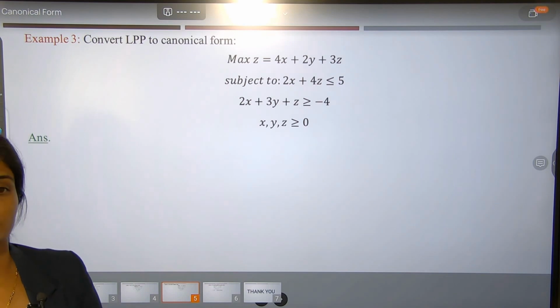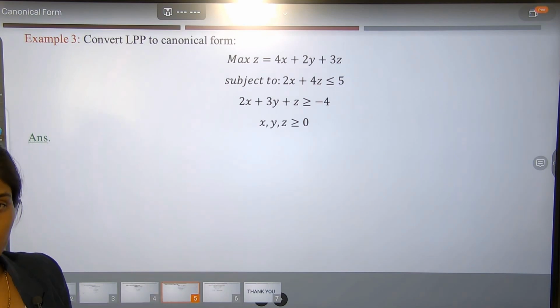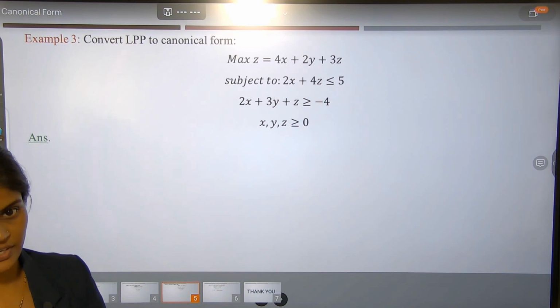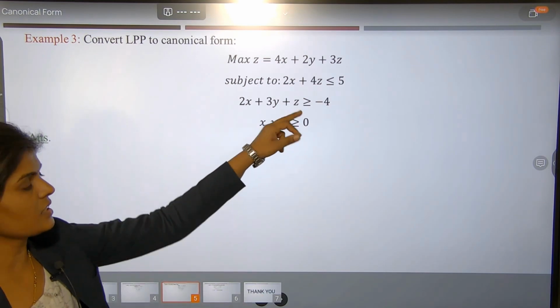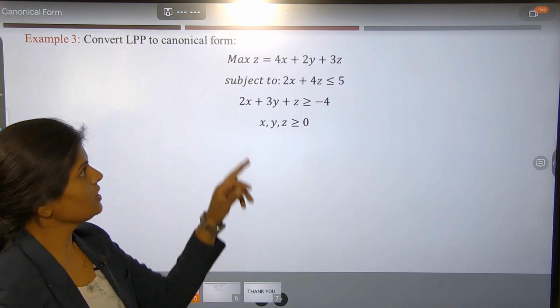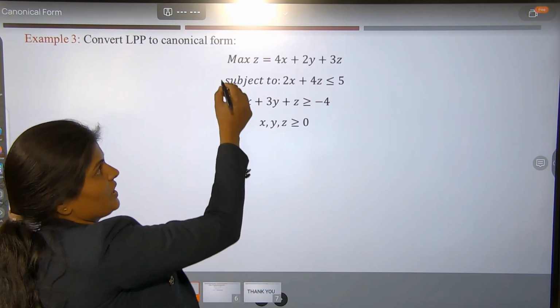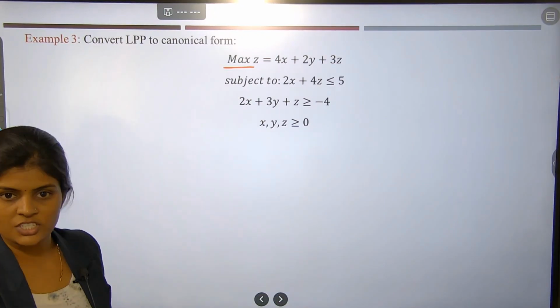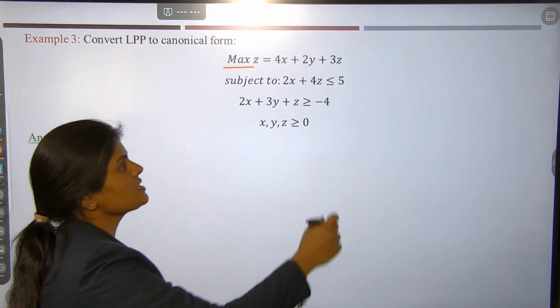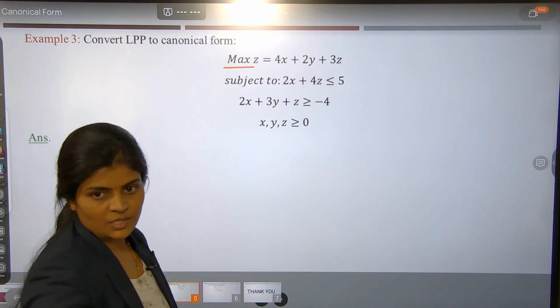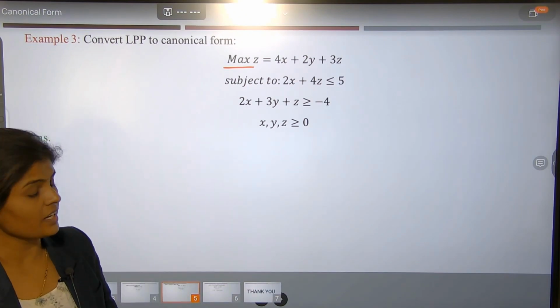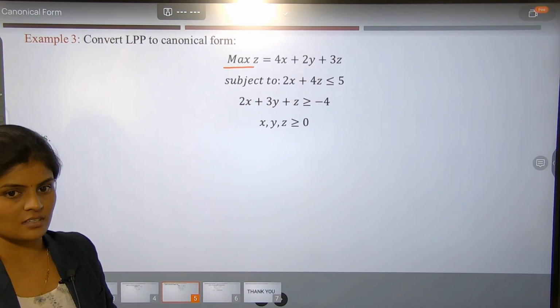So we have to convert this LPP into canonical form, and the LPP is: maximize Z equals 4x plus 2y plus 3z, subject to 2x plus 4z less equal 5, and the second constraint is 2x plus 3y plus z is greater equal minus 4. Here the given function is of maximization type, so the first condition is satisfied. For the first constraint, the constraint is of less equal type, so the second condition is also satisfied for the first constraint.